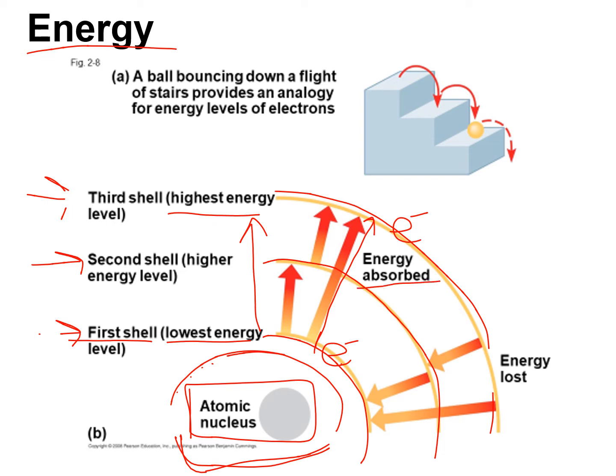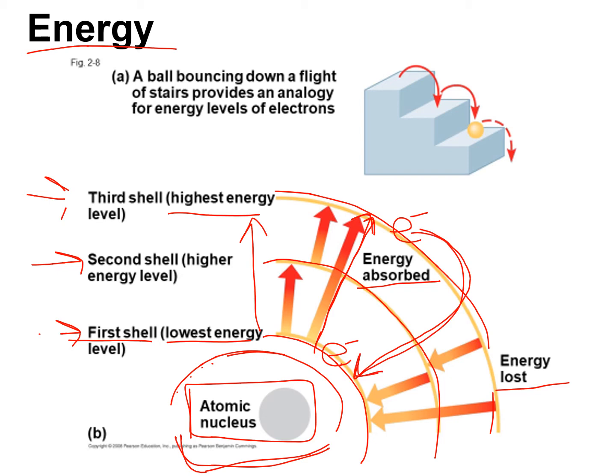to absorb energy. So there needs to be an energy input to get it enough energy to boost it up to that highest level. And conversely, when an electron goes from a high level down to a low level, it's going to lose energy. So as that electron loses energy, it's going to fall to a lower level.